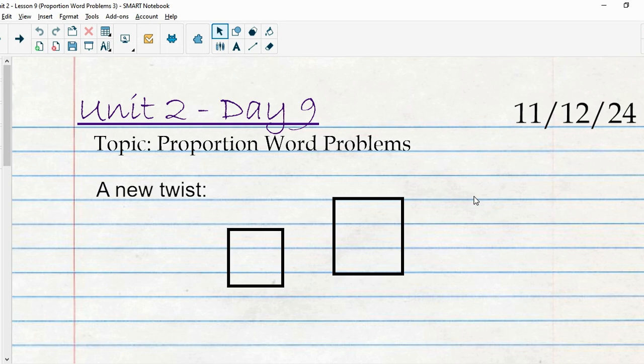Okay, all right, so for November 12th, today we're going to spend one last day on proportion word problems before we do unit rate tomorrow. So here I got a new twist for you. Okay, so here's what we've done so far, all right?